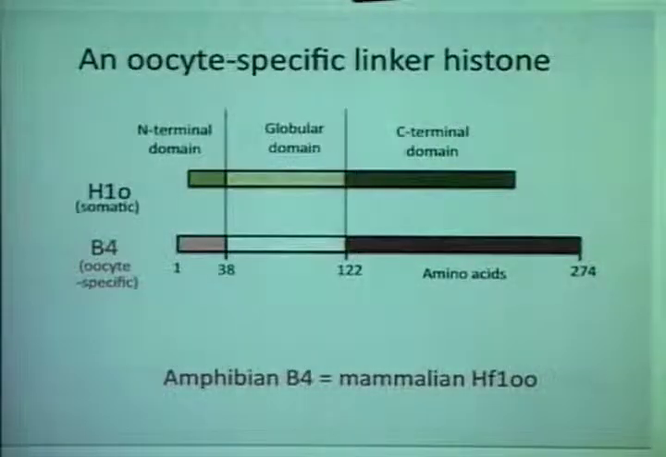So one really important component of this whole process is what's called an oocyte-specific linker histone. And this was discovered not by some ingenious genetic screen, but simply by looking for the most abundant components in the oocyte. Now this linker histone, it's called B4 in amphibia or HF100 in mammals, similar thing. It's rather like the somatic linker histone, but it has a very different N-terminal end. And it is really oocyte specific. It's only really expressed in oocytes.